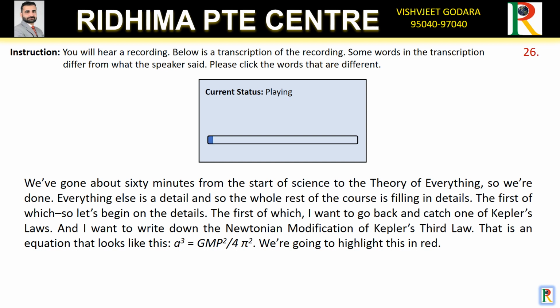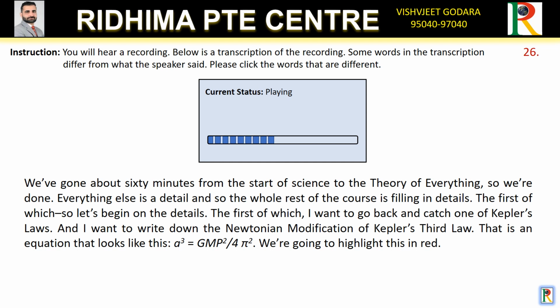We've gone in about 40 minutes from the start of science to the theory of everything. So we're done. Everything else is a detail. And so the whole rest of the course is filling in details. The first of which, so let's start on the details.